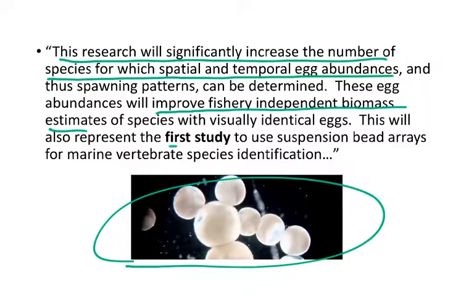And then what I have in bold here, this will represent the first study. So this is that novelty aspect, right? This is the first time that this method of suspension bead arrays will be used for identifying marine vertebrate species like fish eggs. So again, we're emphasizing here, how is this new? How is this different than what has been done before?